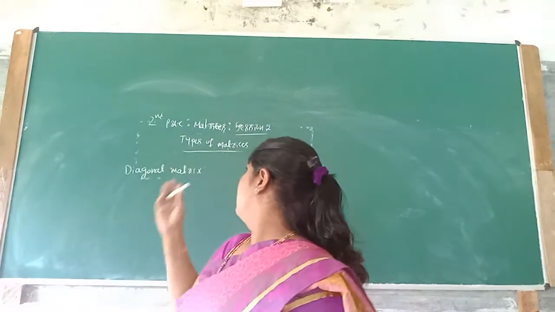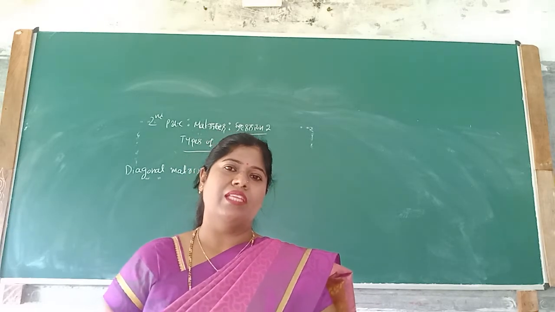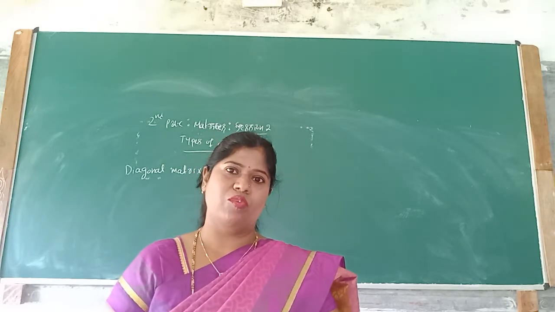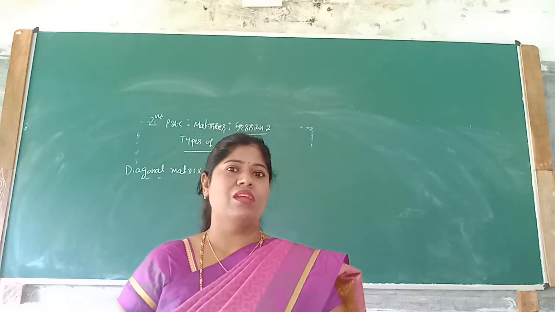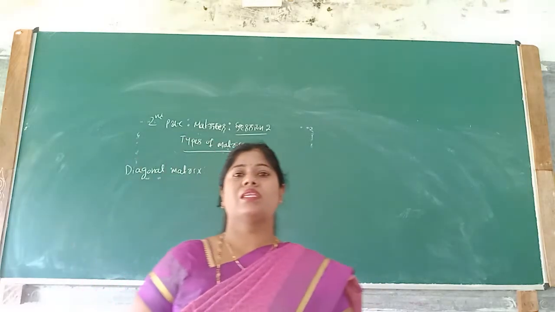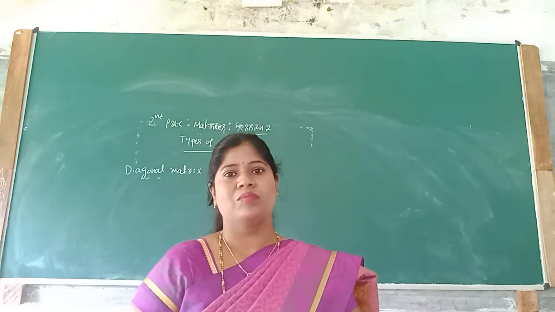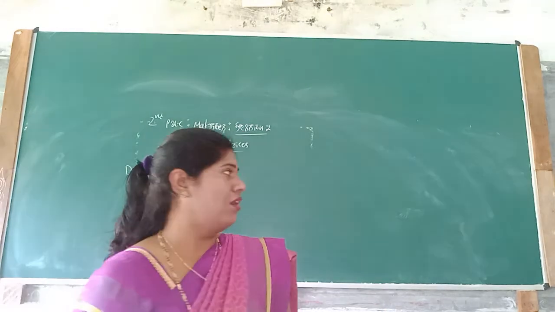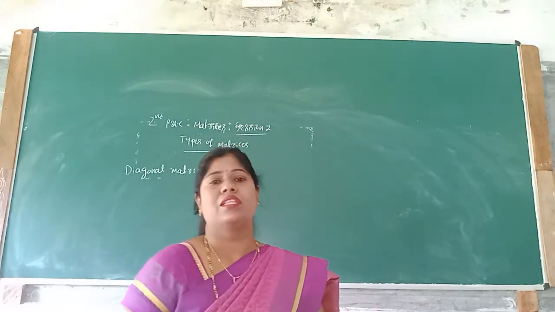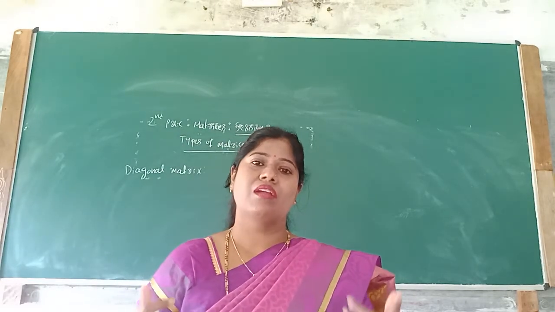Students, today we are going to discuss the topic types of matrices. In the previous class we discussed row matrix, column matrix and square matrix. A row matrix is a matrix having only one row, and a column matrix has only one column. The horizontal lines are called rows and the vertical lines are called columns.